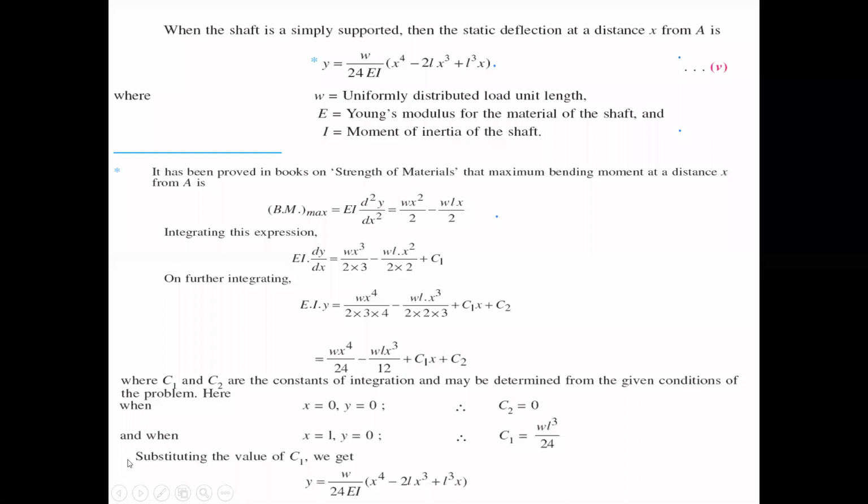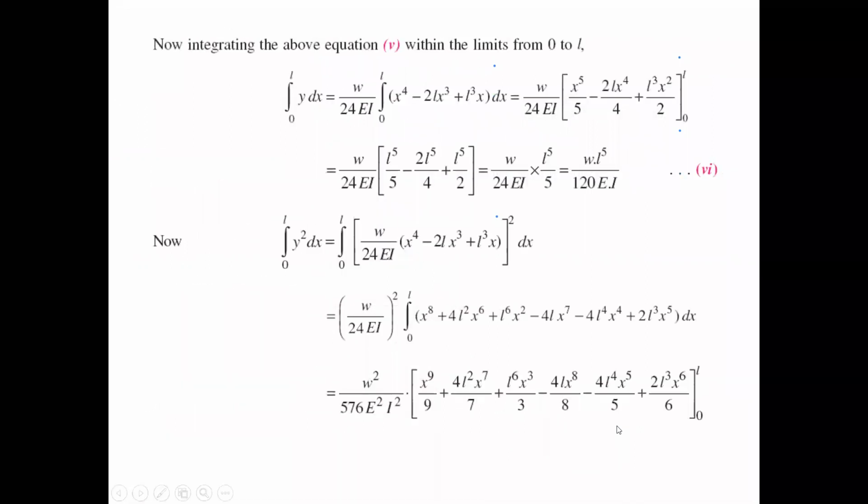This procedure is covered in our deflection of beams chapter, how we write the static deflection value. Integrating our earlier equation, that is the static deflection equation, the value will come as w l power 5 by 120 EI.